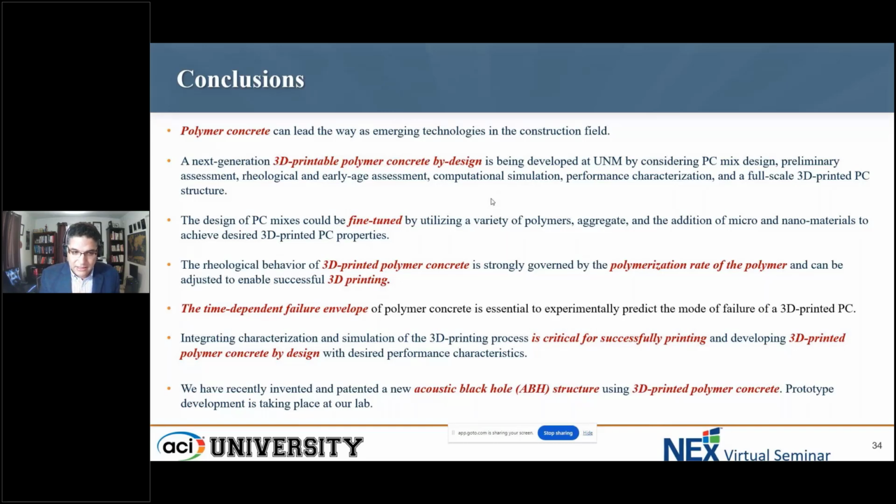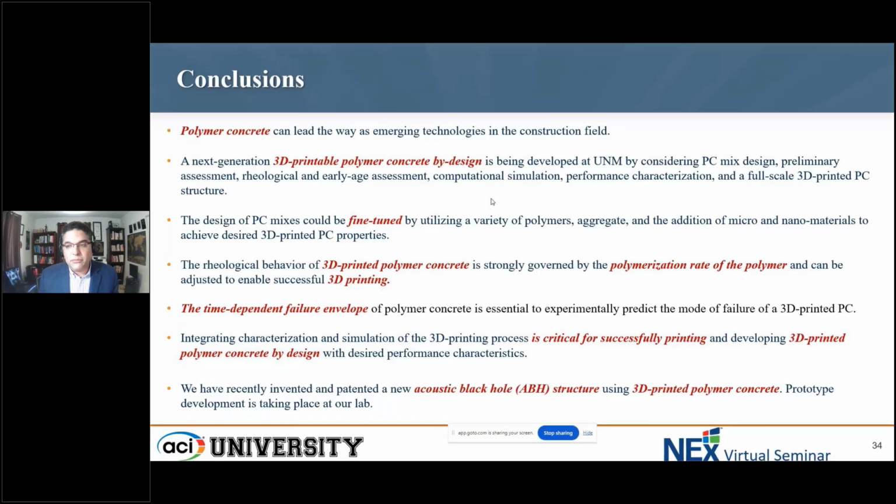The rheology of the 3D printed polymer concrete is very critical and is strongly governed by the polymerization rate of the polymer. So we will need to work on the polymerization process and understand the polymer kinetics to be able to use 3D printed polymer concrete.